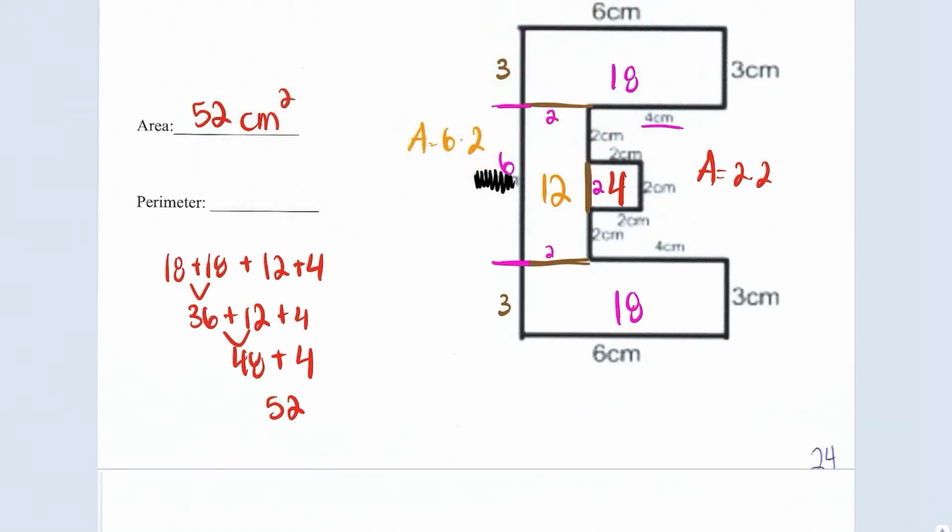All right, let's find the perimeter. Remember, I have to add everything.